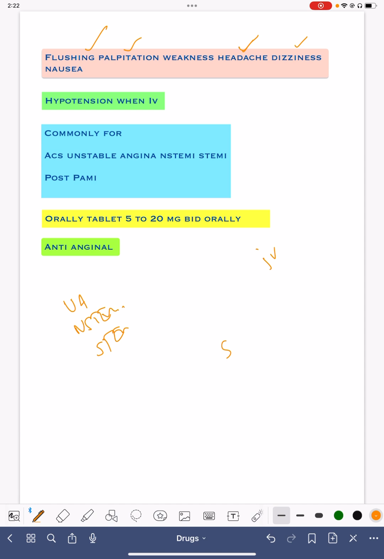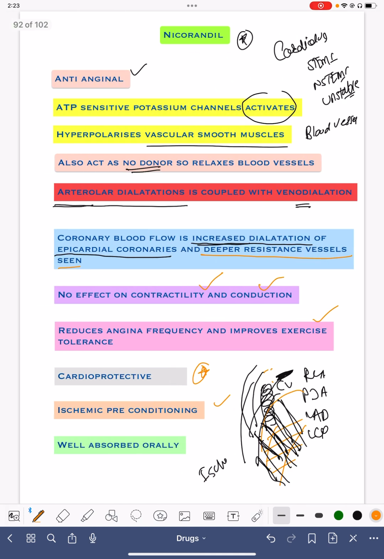Orally, it is given as a 5 milligram tablet twice a day, and if needed, that can be increased up to 20 milligrams per day orally. So this is one of the very important, very commonly used anti-anginal drugs, and that is for now. Thank you so much.